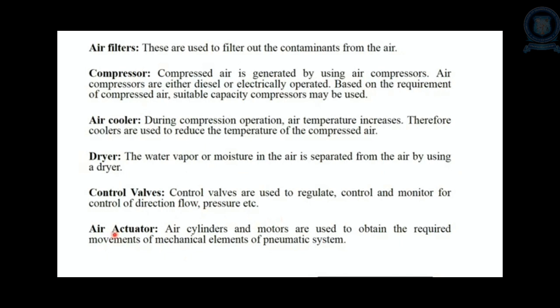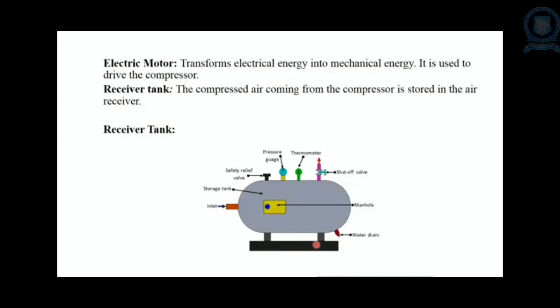Air actuator. Air cylinders and motors are used to obtain the required movements of mechanical elements of the pneumatic system. Then electric motor. It transforms the electrical energy into mechanical energy. It is used to drive the compressor. Then at last, receiver tank. The compressed air coming from the compressor is stored in the tank. It is called receiver.